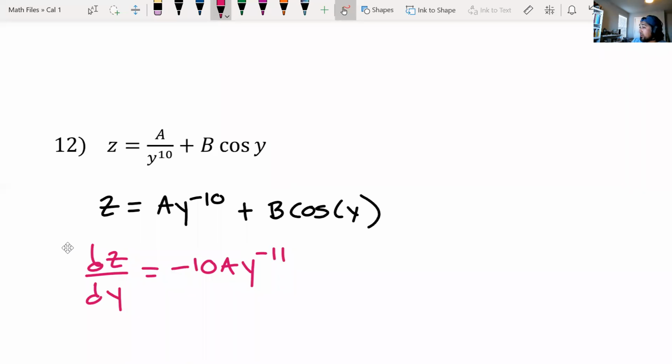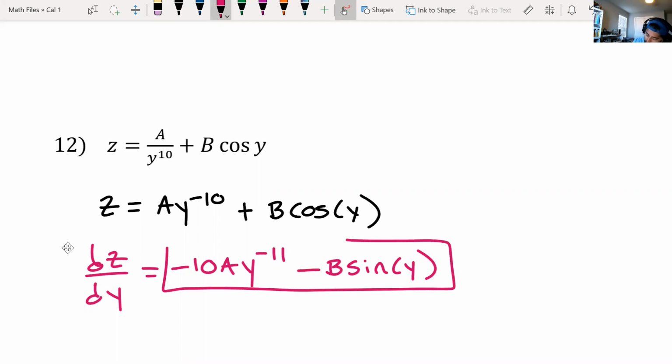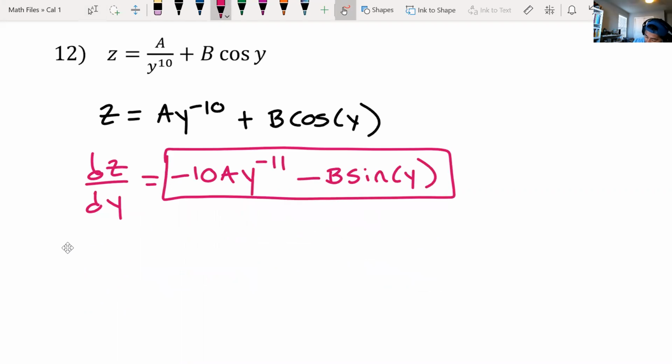And then what would be the derivative of b cosine y? Minus b sine y. Not negative cosine, but I mean sine, sorry. There you go. And that's perfect. Yes, we can rewrite the first term if you want to. We could also have -10a over y to the 11th minus b sine y.